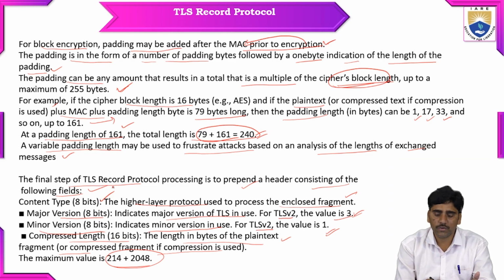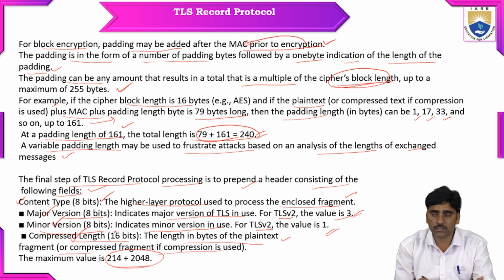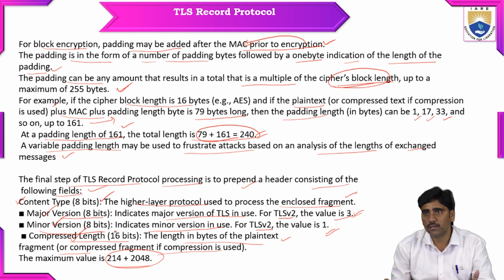So here the final step of TLS record protocol processing is to prepend a header consisting of the following fields. So what are these fields? The content type field, the major version field, the next minor version field, and the compressed length of the plain text, which is going to be fragmented, and the maximum value is 2^14 plus 2048. After this, it is going to be compressed.